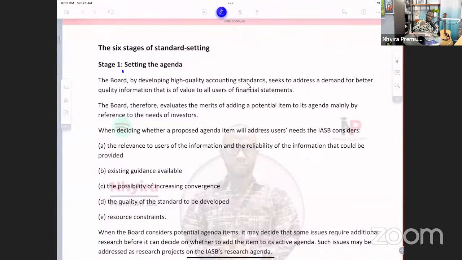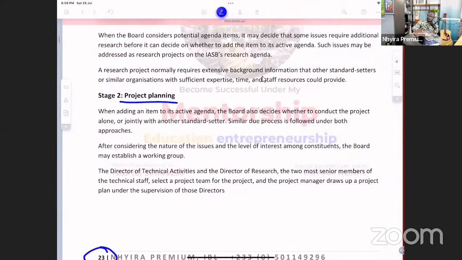So one is they set the agenda. The International Accounting Standards Board will set the agenda. What are we looking for? Is it a new issue that we have to bring a new standard on? Or there is a previous standard that is inadequate to cover everything. So they set the agenda. Once they set the agenda, there is project planning. Then they decide how that agenda will actually be carried through, how they are going to be developing the standard. So there is a technical director of technical activities and director of research, and these people are going to be involved in drawing up the project plan for the standard that the accounting standard board is thinking of setting.